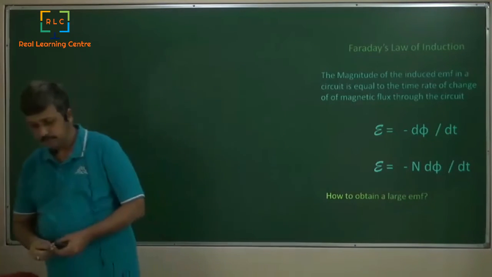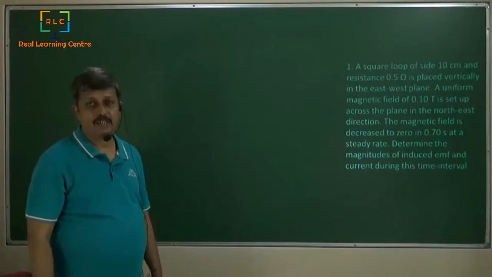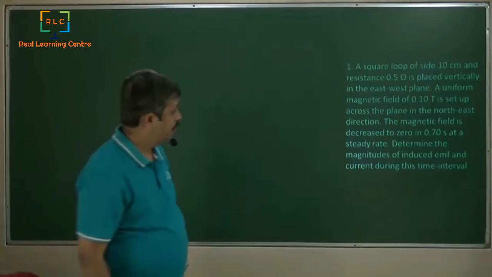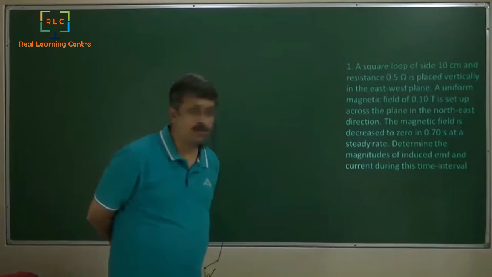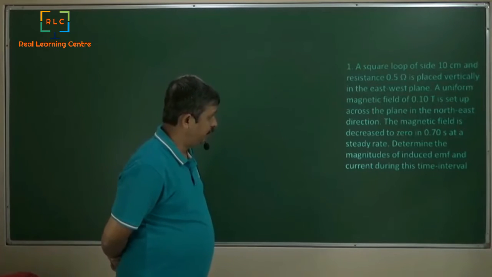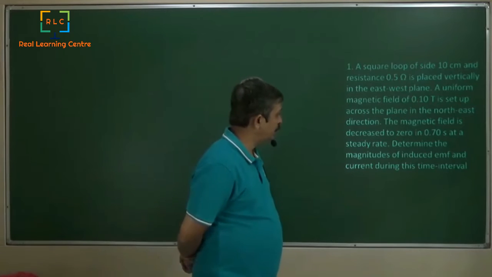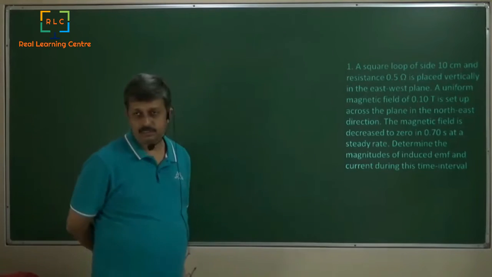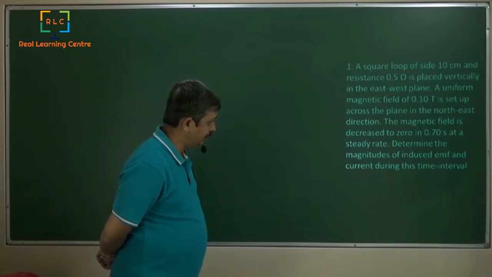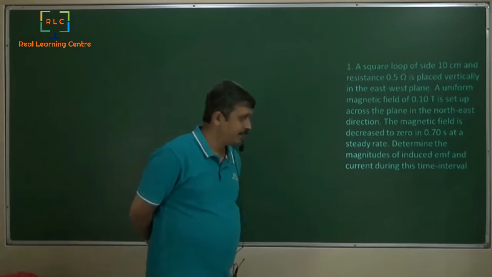So now let us try to calculate some, then we get a better picture. A square loop of side 10 centimeter and resistance 0.5 ohm is placed vertically in an east-west plane. A uniform magnetic field of 0.1 Tesla is set up across the plane in the northeast direction. The magnetic field is decreased to zero in 0.7 seconds at a steady rate. Determine the magnitude of induced EMF and the current flowing through this.